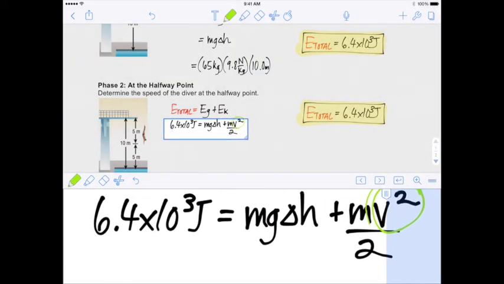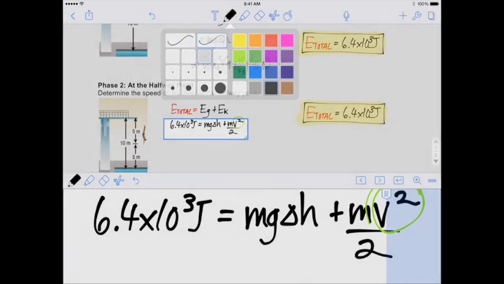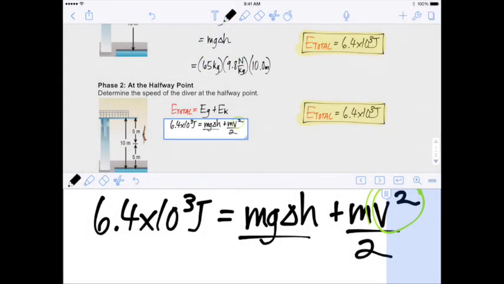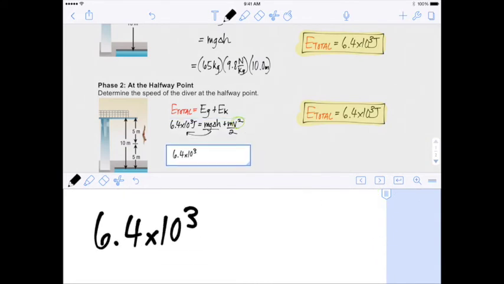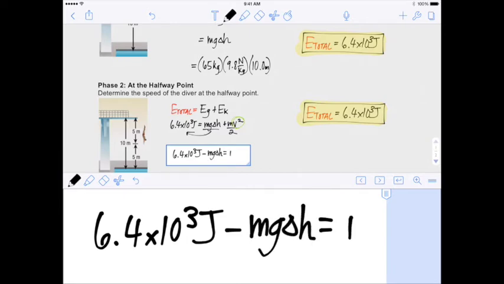So we need to rearrange this equation and solve for V. First thing we'll do is bring this mg delta H over the equal sign. So we get 6.4 times 10 to the power of 3 joules minus mg delta H equals mv squared over 2.